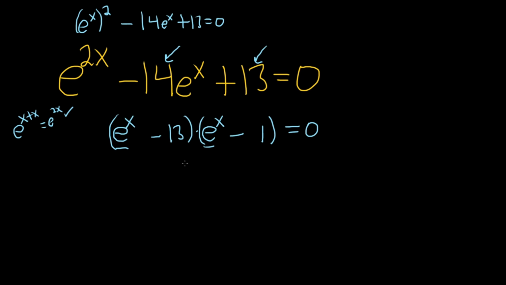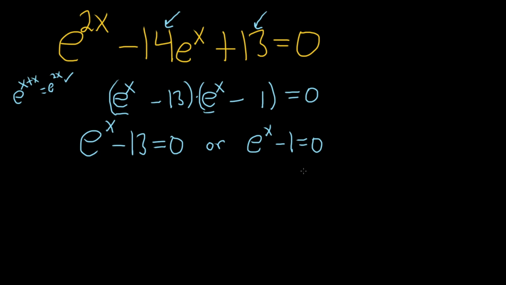All right, good stuff. And how do you know to do this? Whenever you see a problem like this with an e to the 2x and an e to the x and a number, it'll always factor. It's like rigged. You have a product equal to 0. So now you set each piece equal to 0. So this factor is equal to 0, or this factor is equal to 0. And we just solve each one individually.